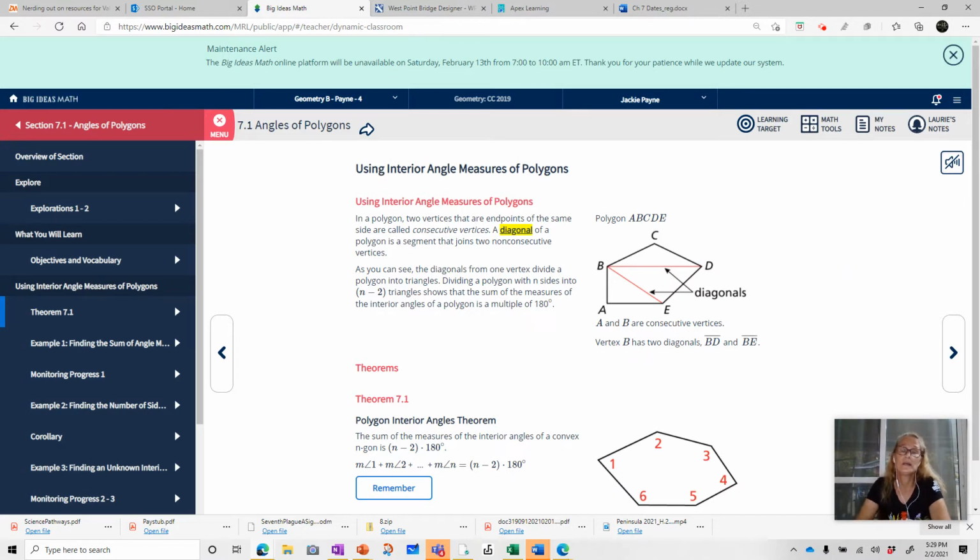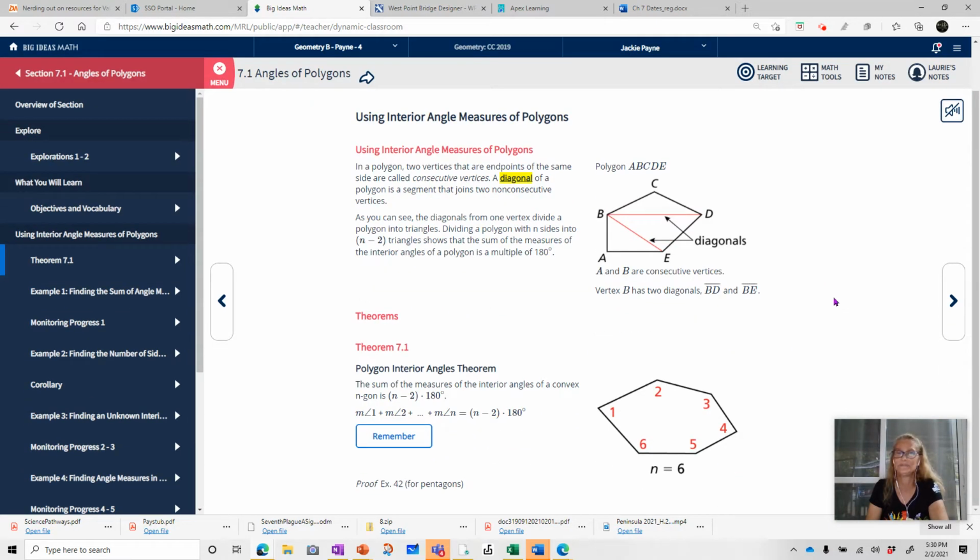As you can see, the diagonals from one vertex divide a polygon into triangles. Dividing a polygon with n sides into n minus 2 triangles shows that the sum of the measures of the interior angles of a polygon is a multiple of 180 degrees. So when you make the first triangle, you use up 2 of those sides. And then you only need one more to use up another one and one more to do another one. So there are 1, 2, 3, 4, 5 sides. So if n is 5, it makes 3 triangles, which is 2 less. We'll go over that in class as well.